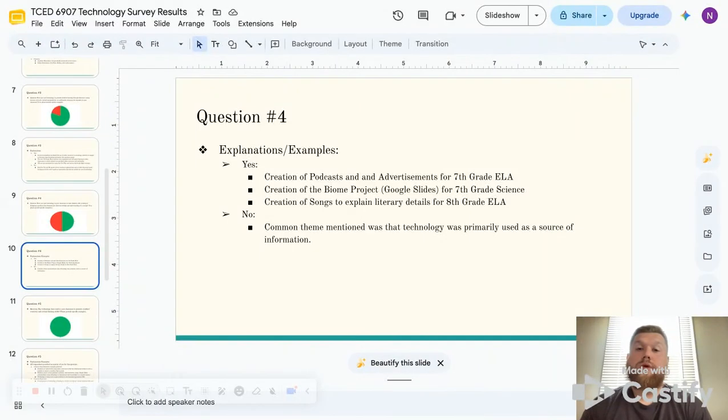Now, when it comes to those who indicated that yes, they do use technology for students to create a product to demonstrate their knowledge, some of those specific examples include creation of podcasts and advertisements for 7th grade ELA, creation of the Biome project through Google Slides for 7th grade science, and creation of songs to explain literary details for 8th grade ELA. Those that responded no did present a common idea throughout most of the responses. The common theme was that technology was primarily used as a source of information, more so looking at it from the discovery aspect than using it to create a product that demonstrates knowledge.